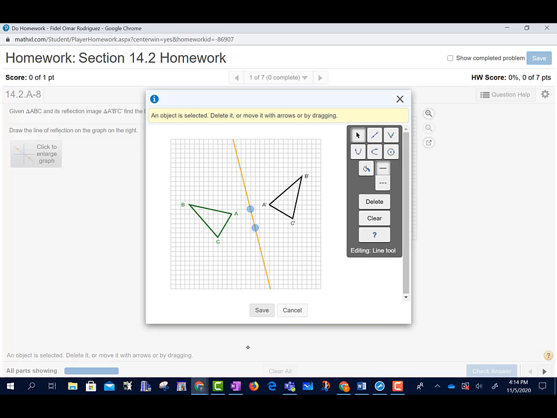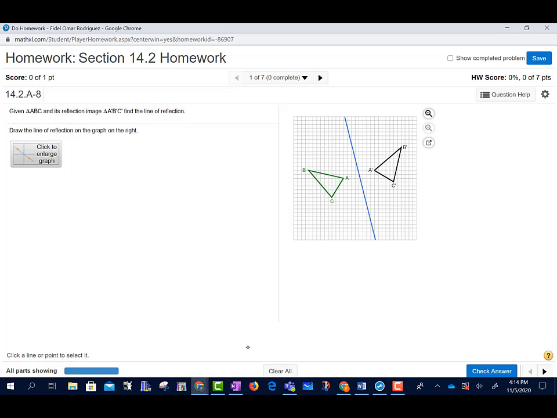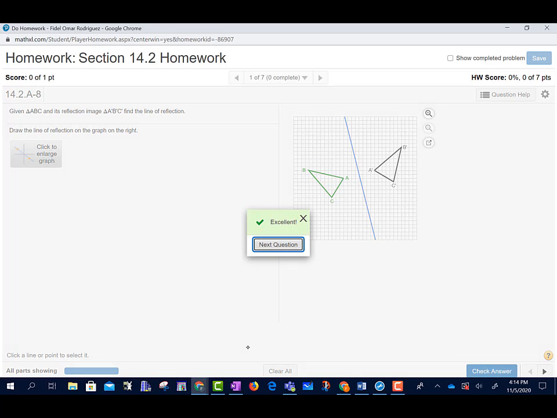And then I'm going to hit save, and I'm going to check my answer, and let's see, it's spinning, it's spinning. You don't know how happy I am. It says, excellent, next question. I'm just kidding with you guys. I knew I was going to get it right.